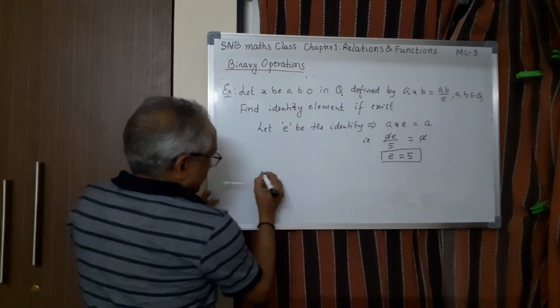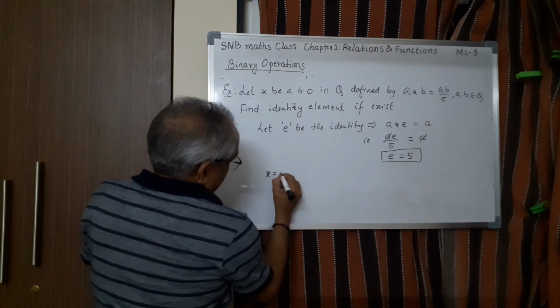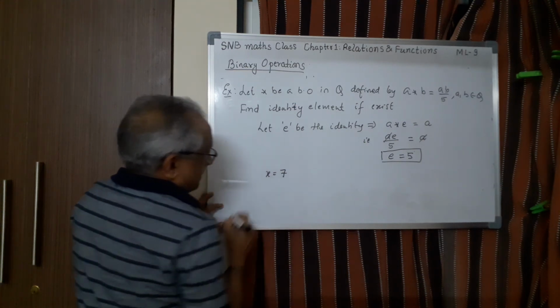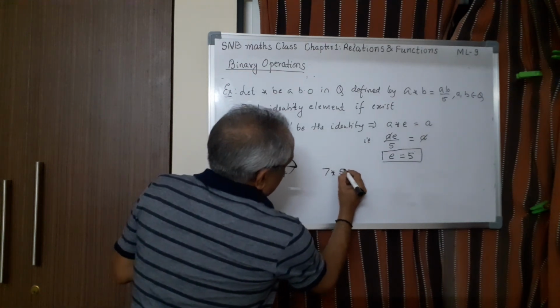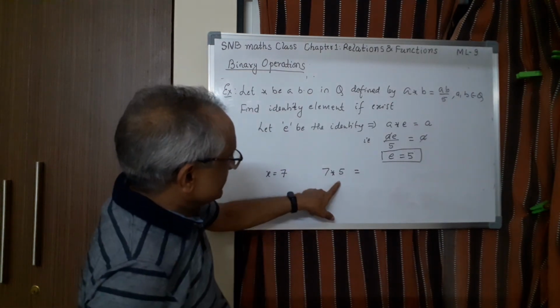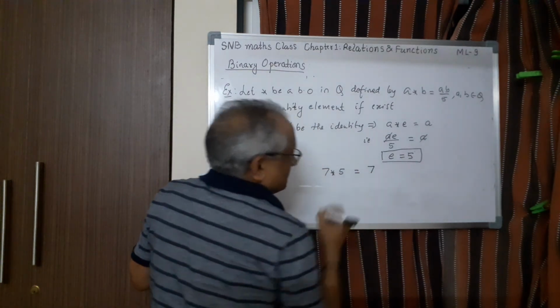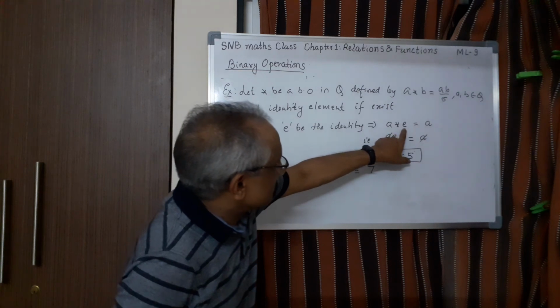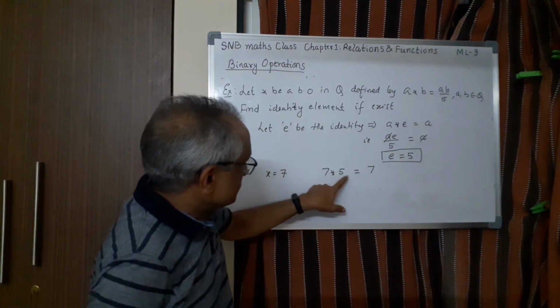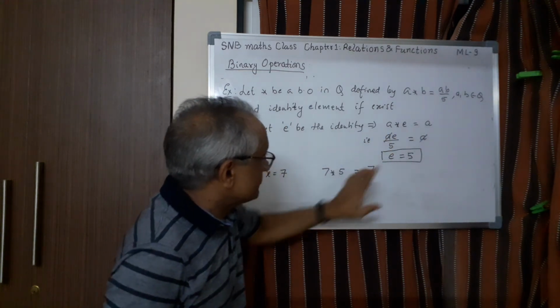For example, let me take, say, x equal to, say, I will take 7. Now 7 star 5, what should I get? If it is identity, I should get 7 only. Then only it is identity. This becomes identity. A star E must be A. So 7 star 5 must be 7. If that is the case, then 5 is the identity.